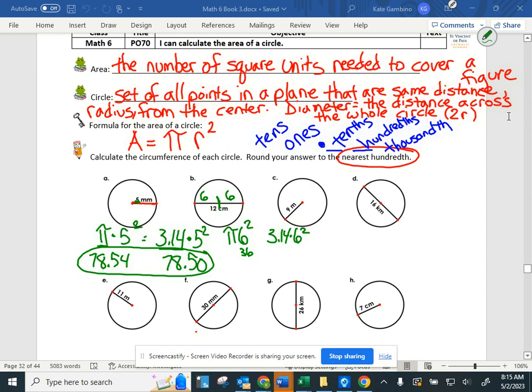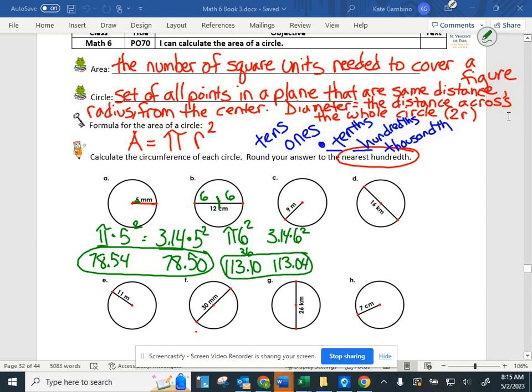Anybody know what it gives me? Okay, hold on one second. Aiden? 113.04. You did 3.14. Okay, let's do the pi symbol first. Pi symbol would be 113.10. And if we do the 3.14, we get 113.04.